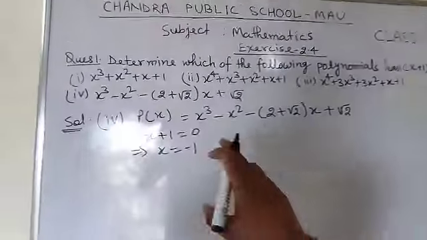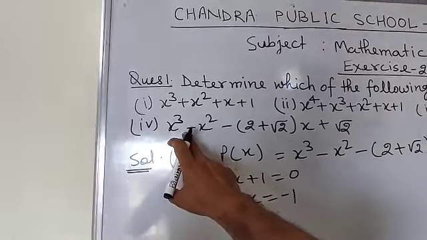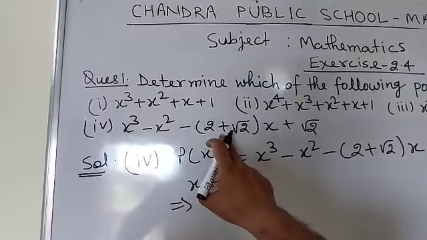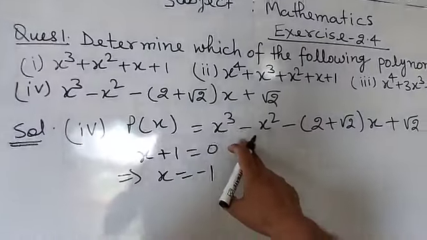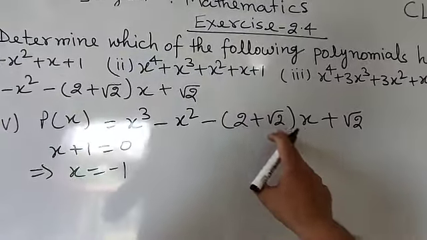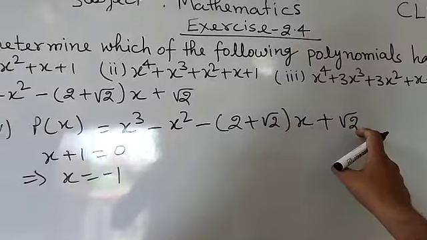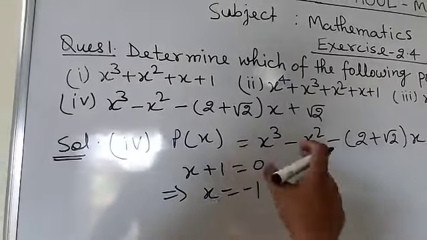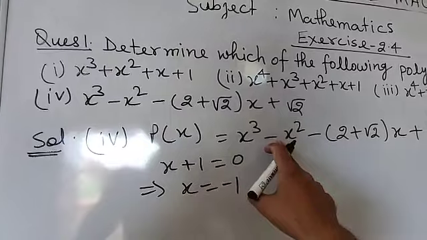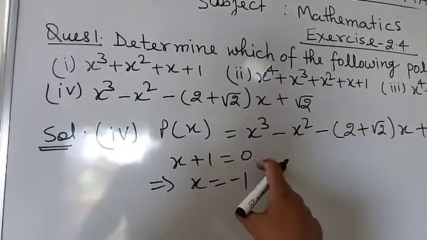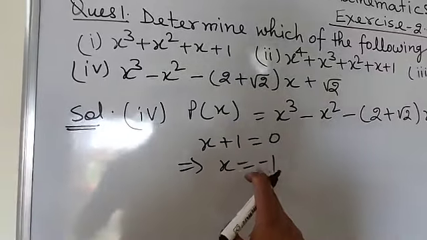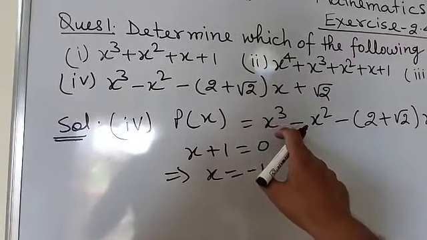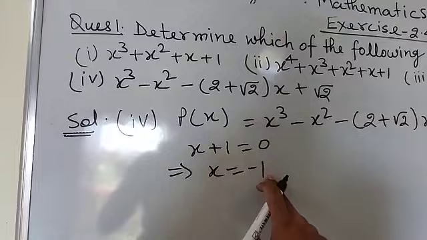So now students, here it is the fourth. The polynomial given is x cube minus x square minus 2 plus root 2 into x plus root 2. So I have written polynomial p(x) equal to x cube minus x square minus 2 plus root 2 into x plus root 2. And again you need to check whether x plus 1 is a factor of this polynomial or not. So x plus 1 equal to 0, you will find the remainder. So x plus 1 equal to 0, then x equal to -1. Now you need to replace x in the given polynomial by -1, that will be the remainder.